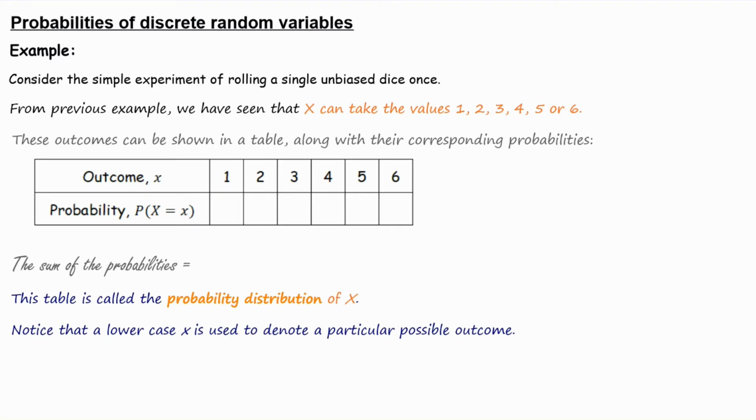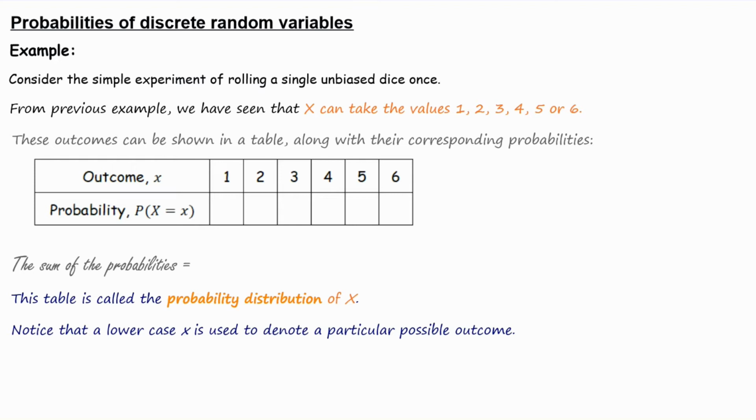So, how do we calculate probabilities of discrete random variables? Let's look at this example. It will help us to gain some understanding. Consider the simple experiment of rolling a single unbiased dice once. From the previous example, we have seen that X can take the values 1, 2, 3, 4, 5, or 6. These outcomes can be shown in a table along with their corresponding probabilities.